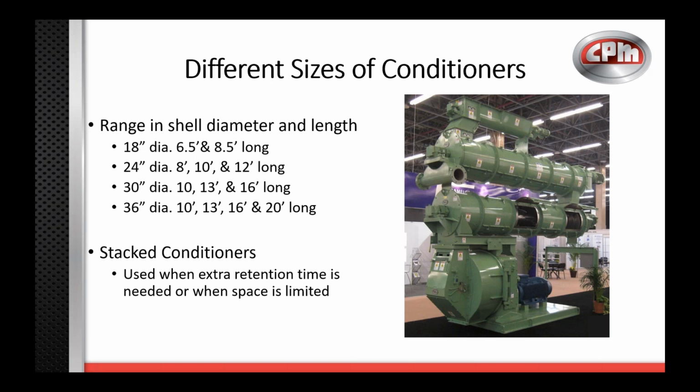And then one more thing that we can do with them is if you are running a liquid or molasses addition system, then we would have a high-speed shaft conditioner on the top, followed by a low-speed shaft conditioner on the bottom, with the high speed being the conditioner that does most of the mixing, and then the low speed on the bottom being there for extra retention time.